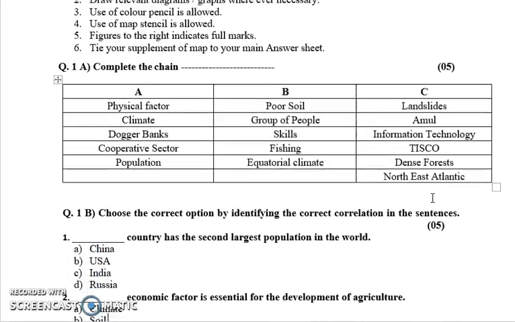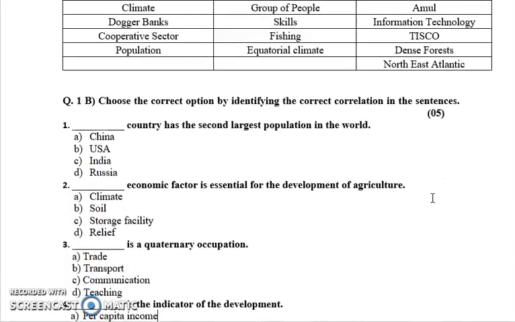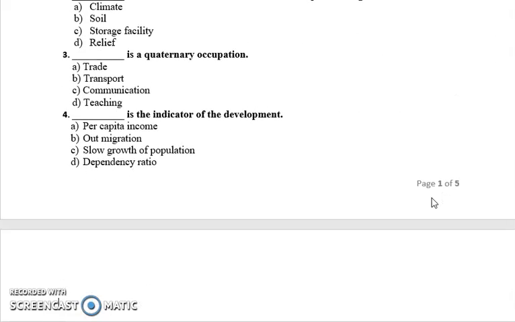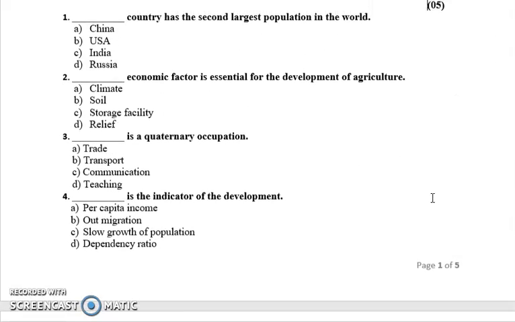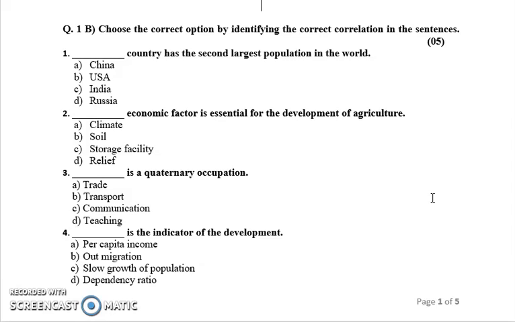Then we have question number 1B. So in this you have MCQs. MCQs में आपके पास एक क्वेश्चन होगा और उसमें आपको 4 ऑप्शंस दिए जाएंगे. उसमें से एक ऑप्शन आपको राइट यानी करेक्ट ऑप्शन सिलेक्ट करना है. Okay, so this is for 5 marks. 1 question for 1 mark.